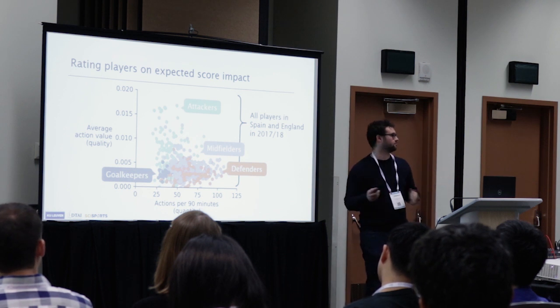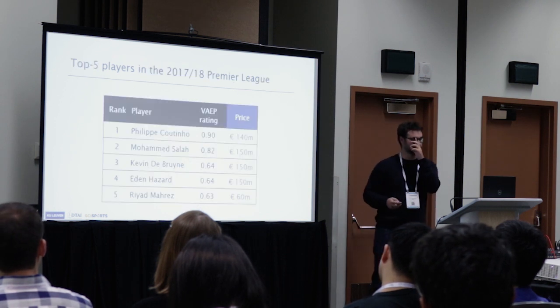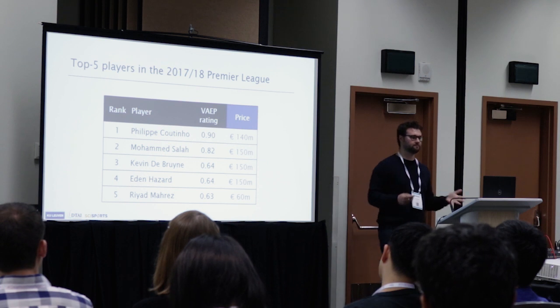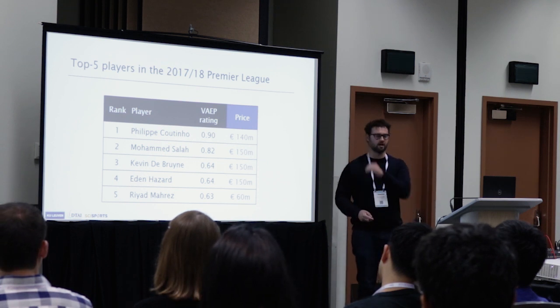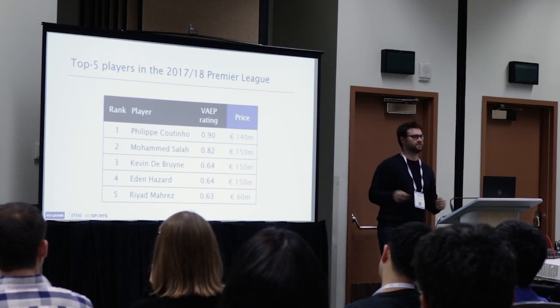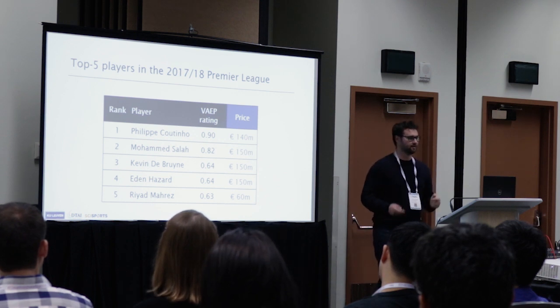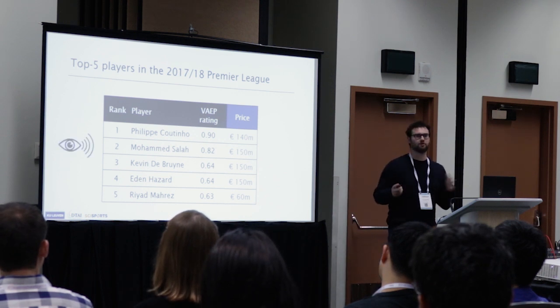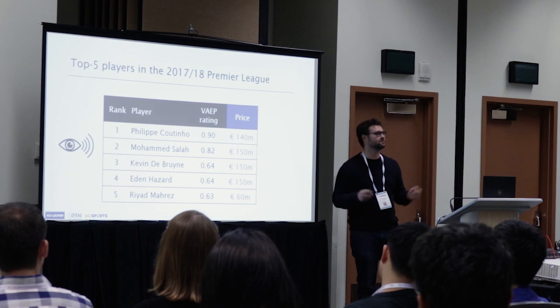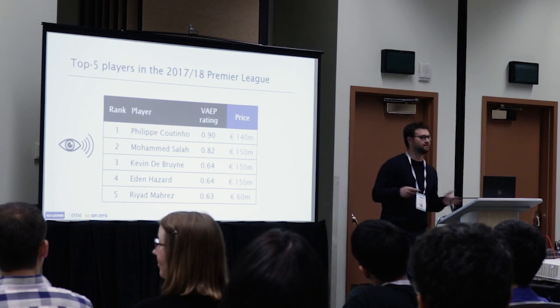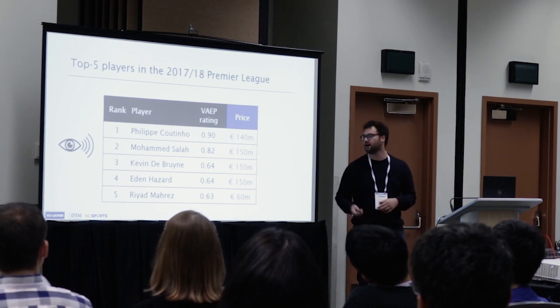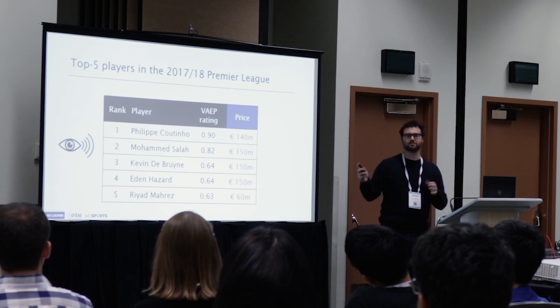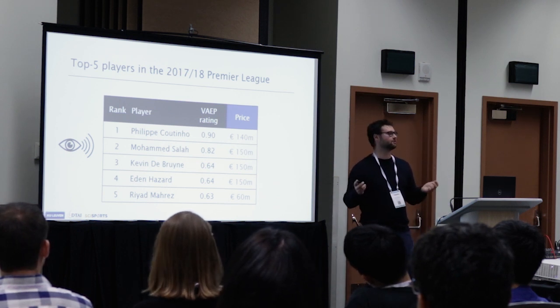Okay, so you have our player ratings. Let's assume you're a club and you want to buy a good player. Our algorithm spits out the 5 best players in the Premier League. If you're somewhat familiar with soccer, hopefully you'll recognize some of these names. People agree that these are pretty good players, and this passes what we call the eyeball test in soccer analytics.